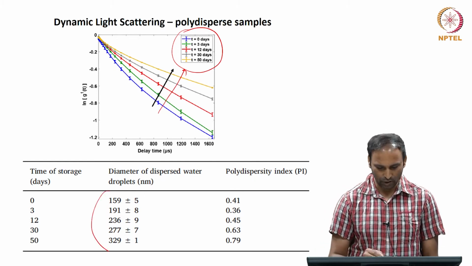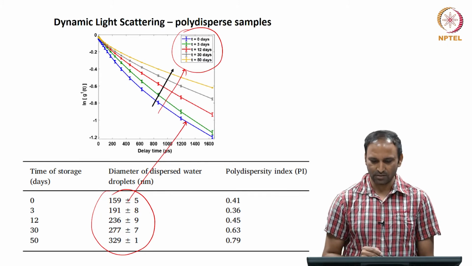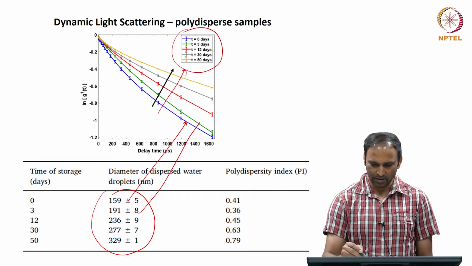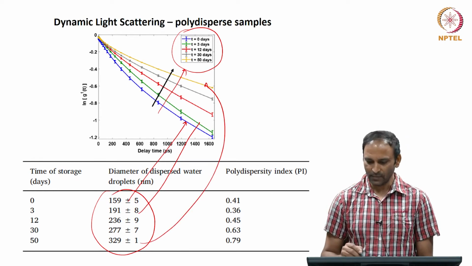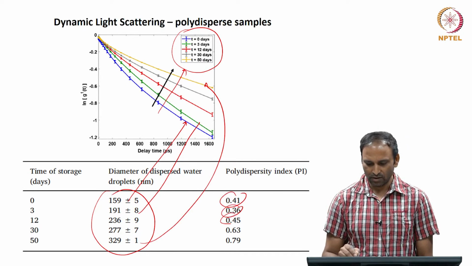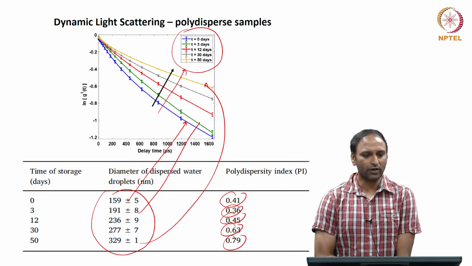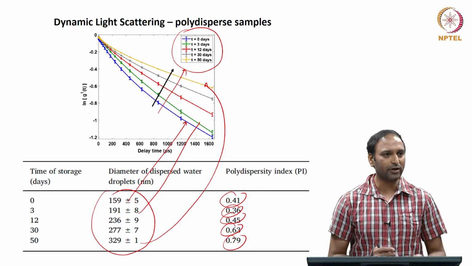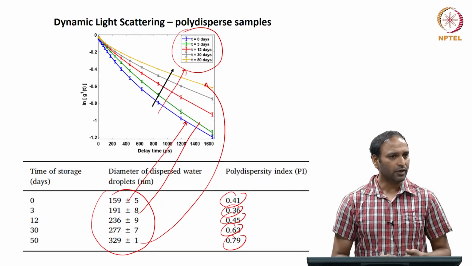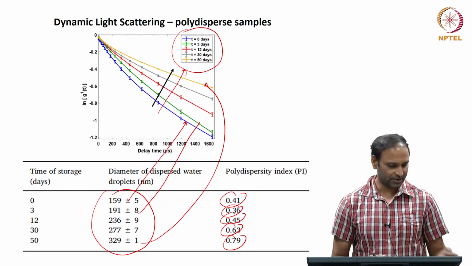Okay, and that is the data that you obtain. For the first sample, that is the size. Second sample, that is the size, and for the last sample, that is the size, and I can extract what is called a polydispersity index. So you can work with either monodispersed samples or polydispersed samples. You can extract the size or the polydispersity index from such measurements.